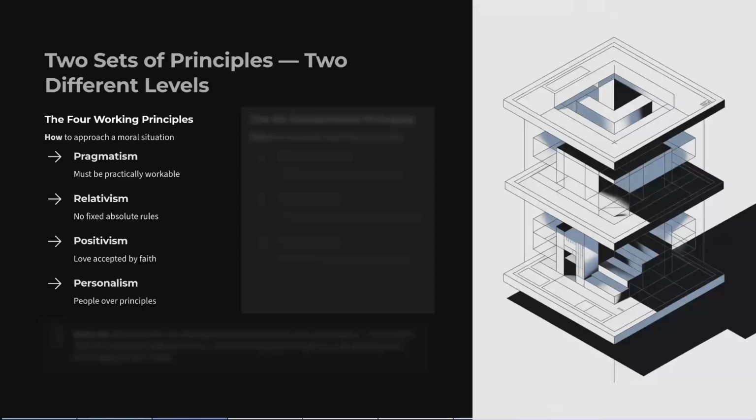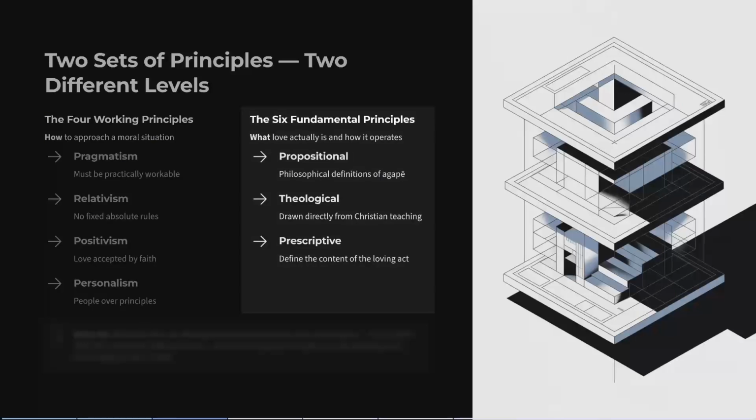The 6 fundamental principles operate at a different level entirely. They are propositional. They define what love actually is and how it functions. They are Fletcher's attempt to give agapē philosophical precision, to move it from a vague sentiment into a rigorous moral concept rooted in Christian theology. And the distinction is precise. The 4 working principles tell you how to reason. The 6 fundamental principles tell you what you are reasoning toward.